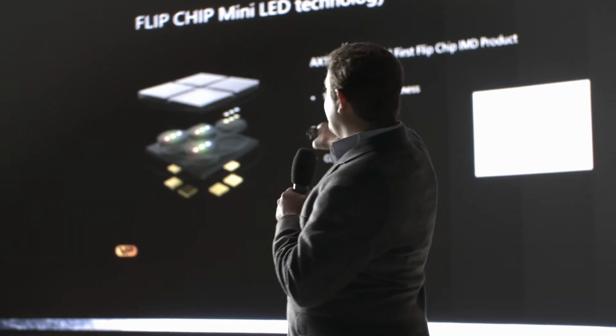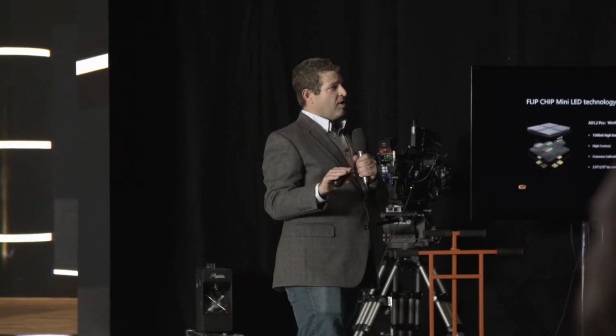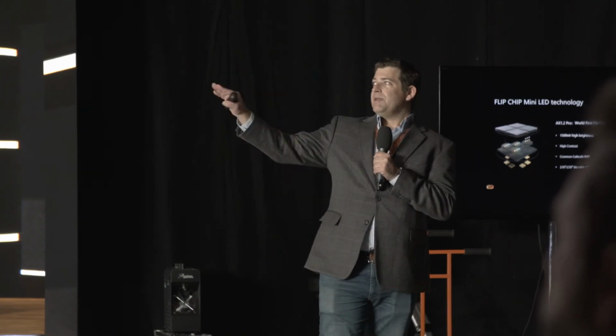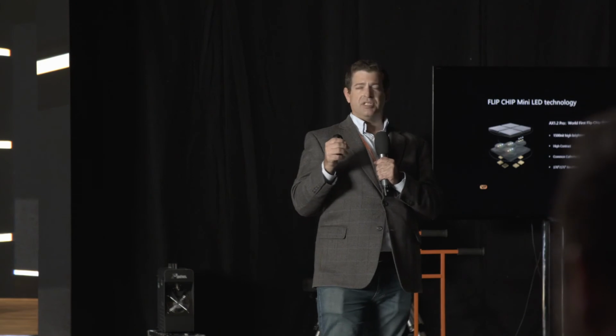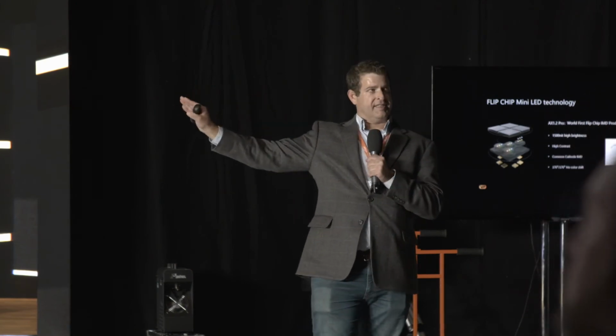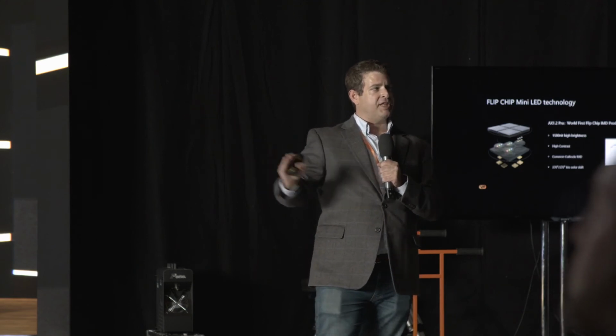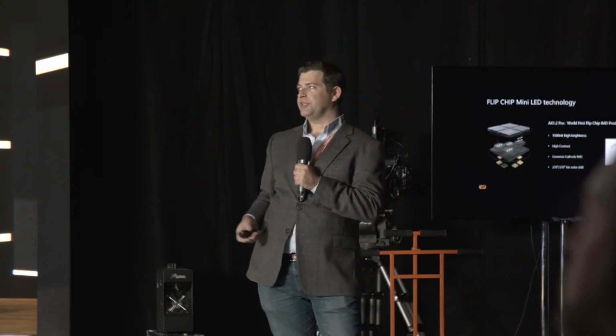This is an example of flip chip technology, which is used on our AX 1.2 product. The flip chip is very interesting because it reduces heat and power consumption, as well as creates very consistent off-axis color consistency, which is really needed when you're changing the angles of the camera to the LED wall. So that's a very key feature.